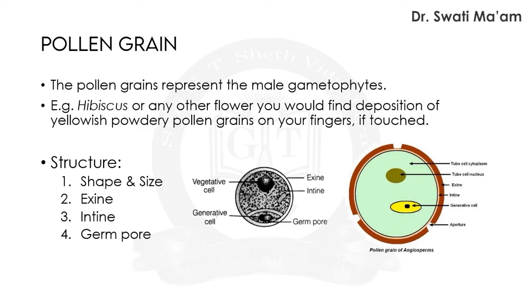That is why pollen grains can act as fossils also, because no chemical can damage this sporopollenin and they can remain as such. Let us talk about the inner layer, intine. It is the inner layer. It is thin. It is a continuous layer which is made up of cellulose and pectin material.